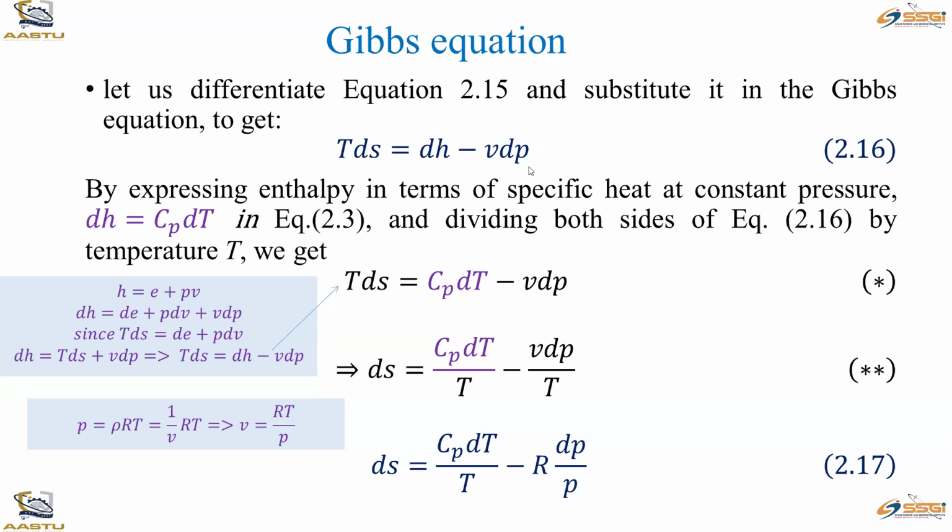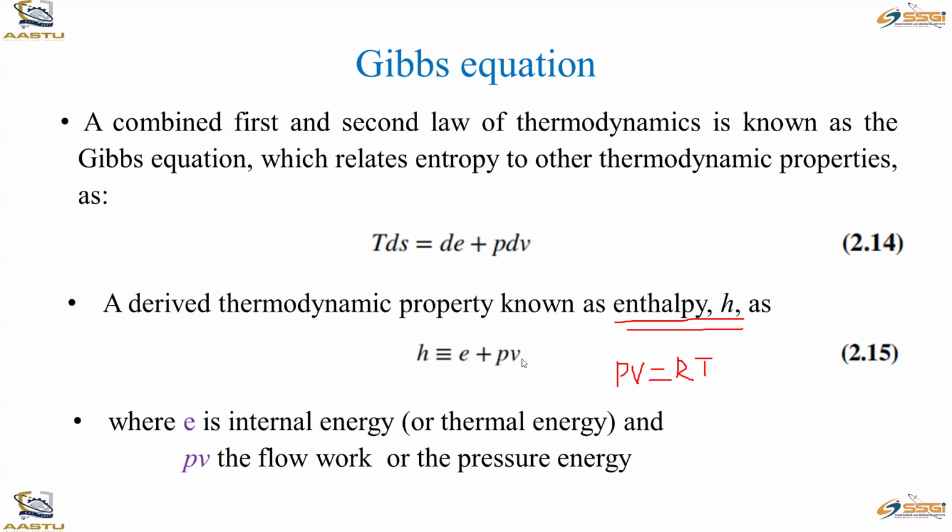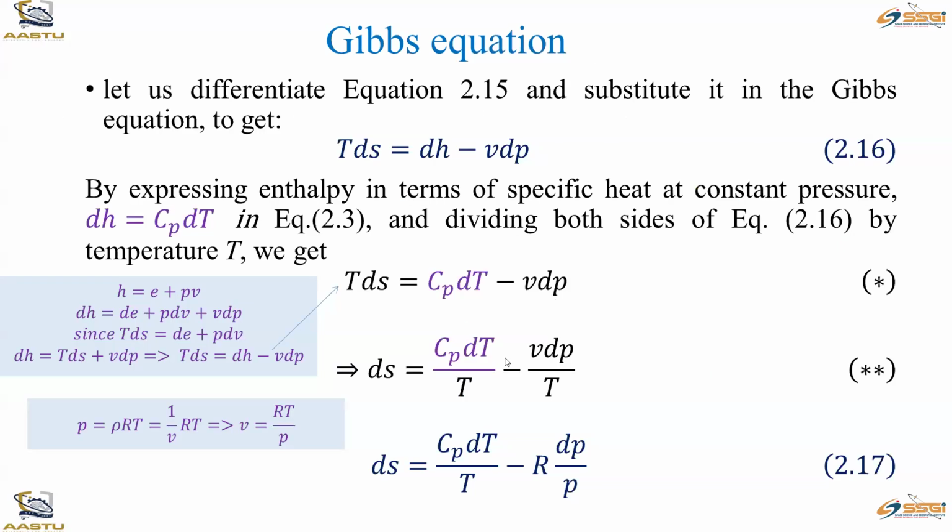So now let's further define the Gibbs equation. TdS is equal to dH minus VdP. Directly, this comes from this relation. H is equal to E plus PV, so that you can define enthalpy with entropy. So entropy dS is there, enthalpy is there, PdV is there.